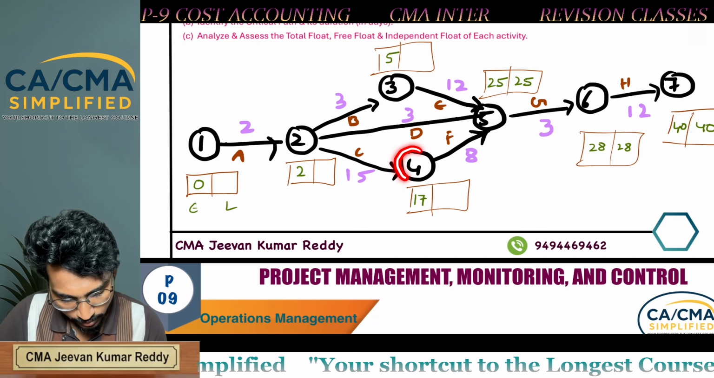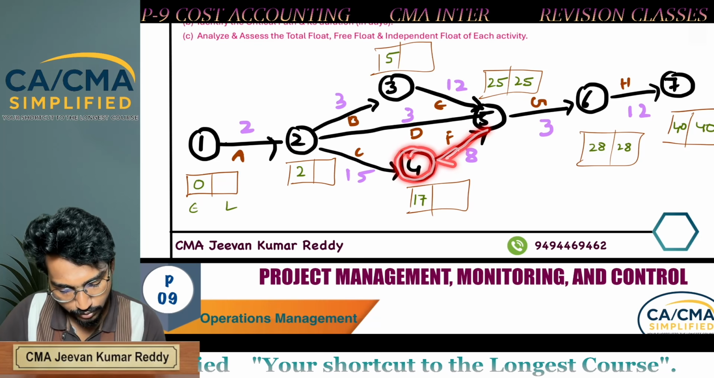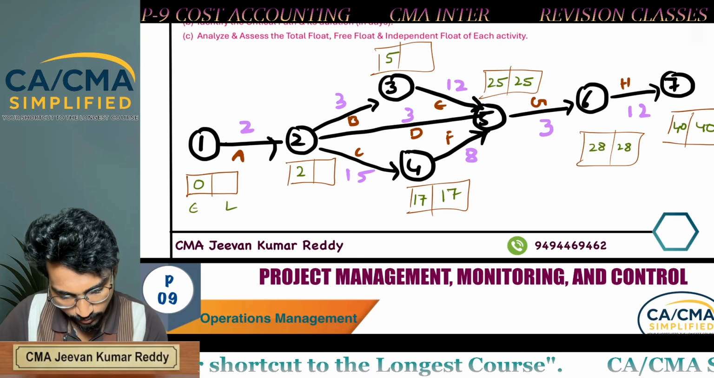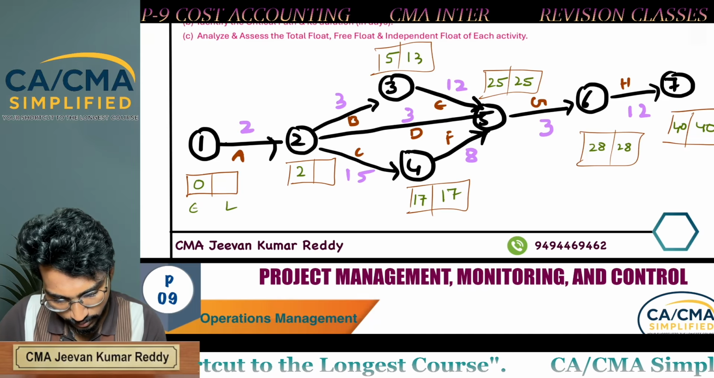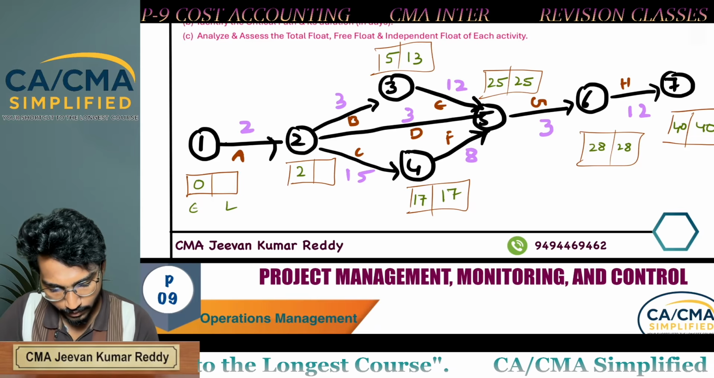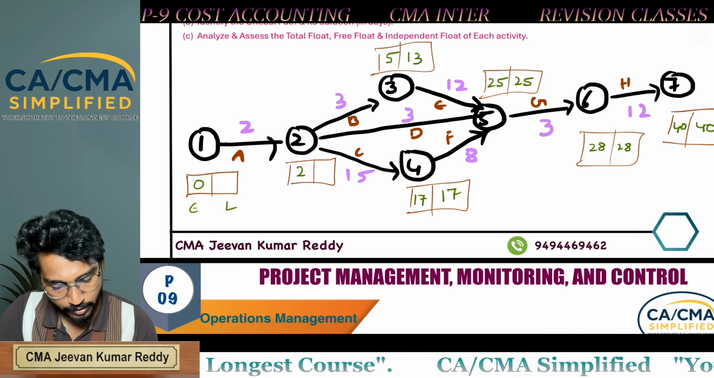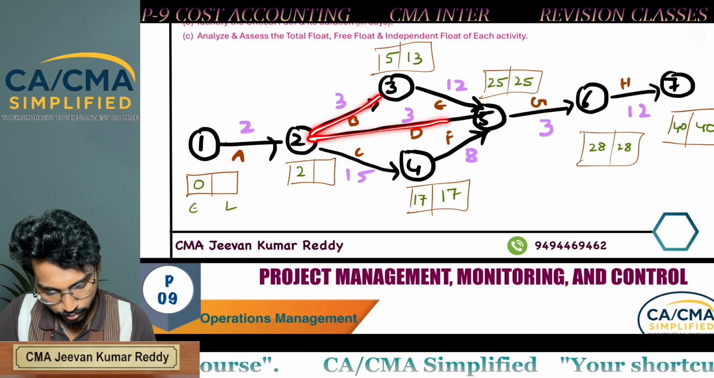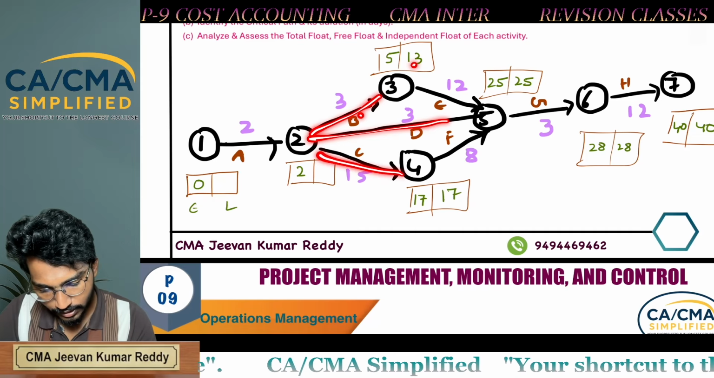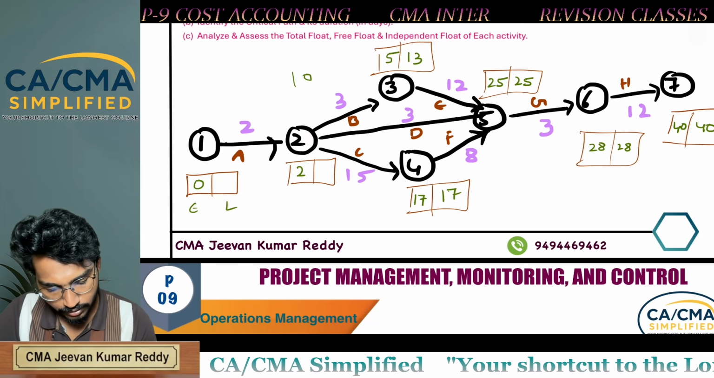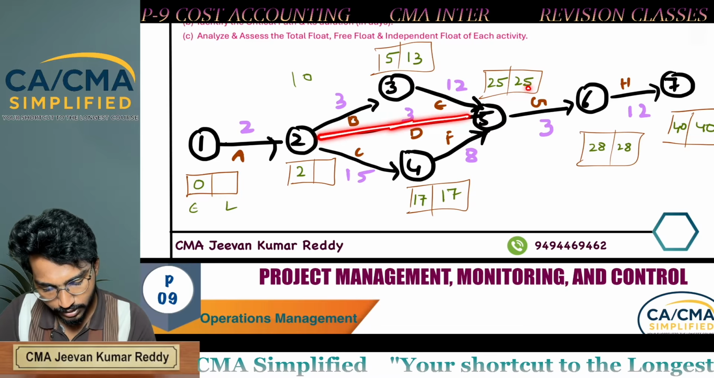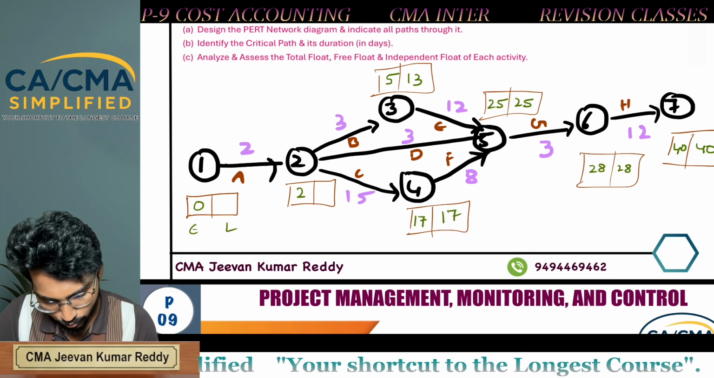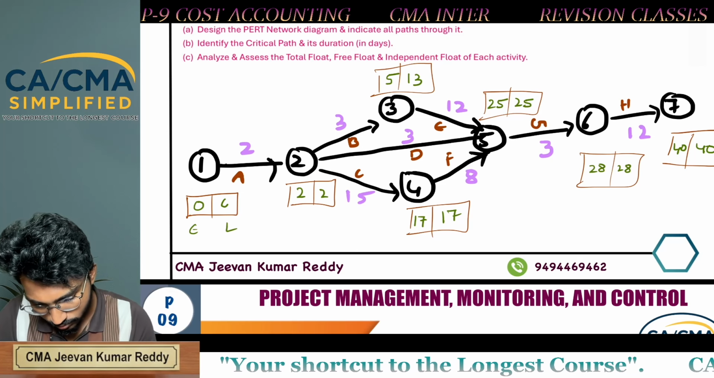Here, how many reverse paths are coming to 4? Only one. 25 minus 8, that is 17. 25 minus 12, that is 13. Next, here at 2, how many activities are coming in reverse direction? 1, 2, 3. Here 13 minus 3, that is 10. Next, 25 minus 3, that is 22. 17 minus 15, that is 2. Whichever is lower, 2. Next 2 minus 2, 0.